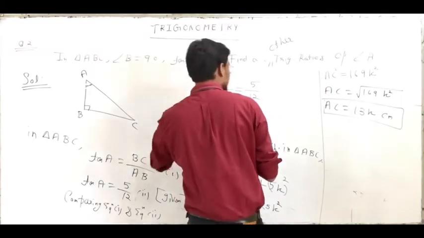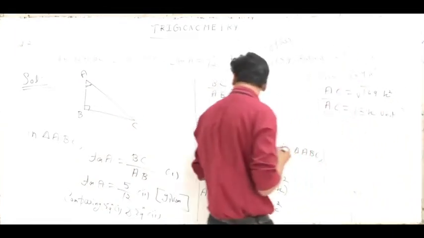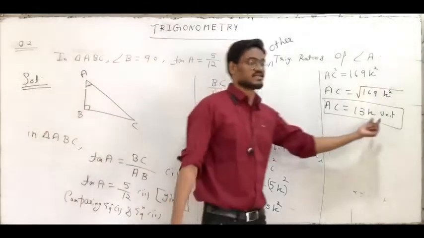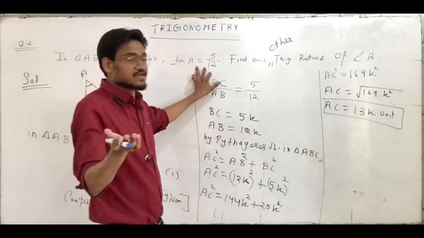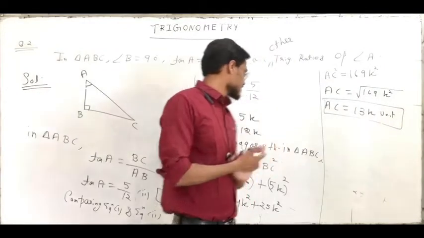No, we are not given any unit. So just write unit here. Okay, here we don't know what is the unit of AB, BC and AC. So you can just use unit, because we are given the ratio and a ratio has no unit. Okay, ratio has no unit. So AC is 13 times K unit.